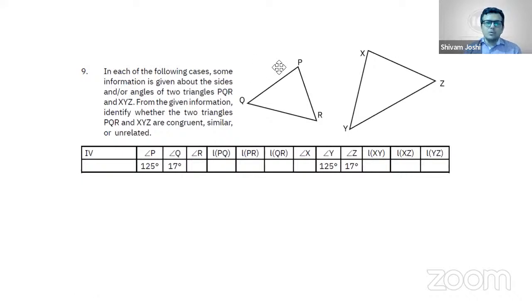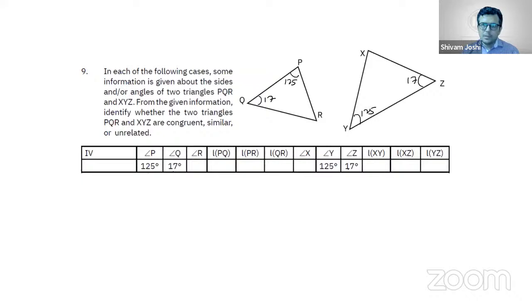Now, over here, we are going to use certain theorems of similarity and congruence, and we are going to check whether we have any relation between the triangles or not. Okay. So this is the data that is given to me. There are two triangles, PQR, XYZ. Okay. So P is 125. This angle is 125. Q is 17 degree. And we have Y equal to 125. Z equal to 17. What can we say about these two triangles?